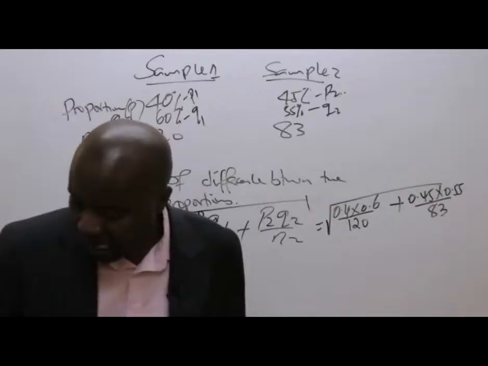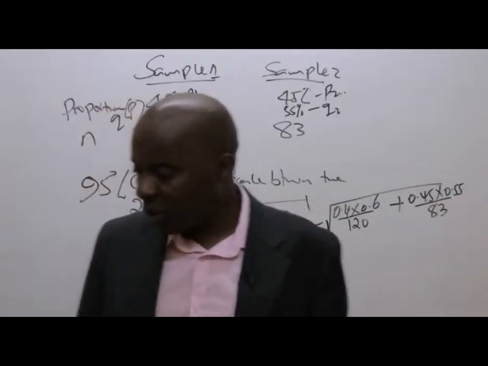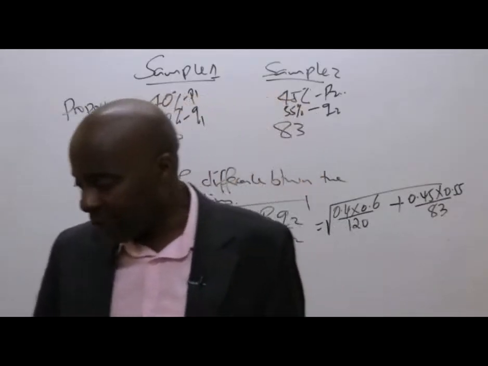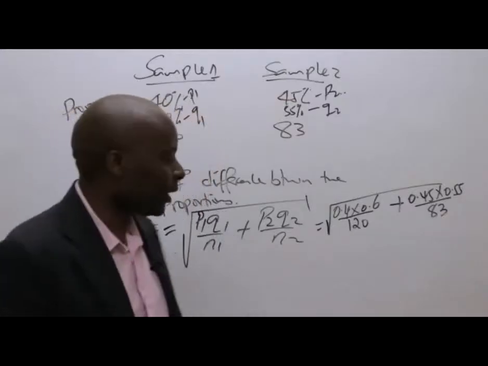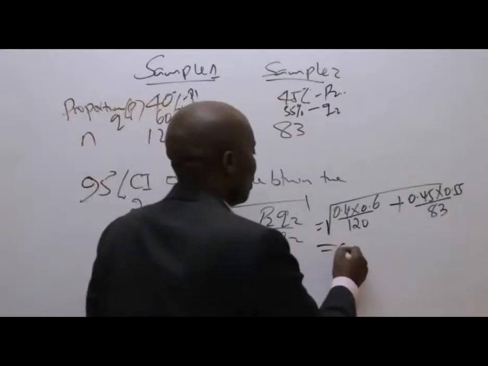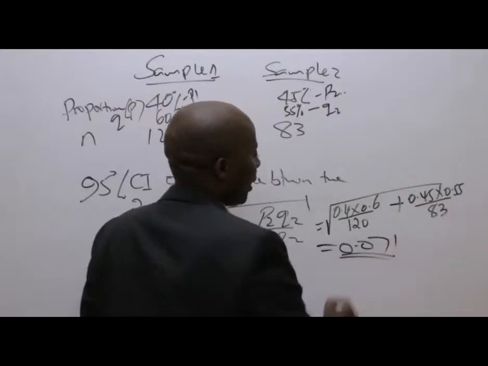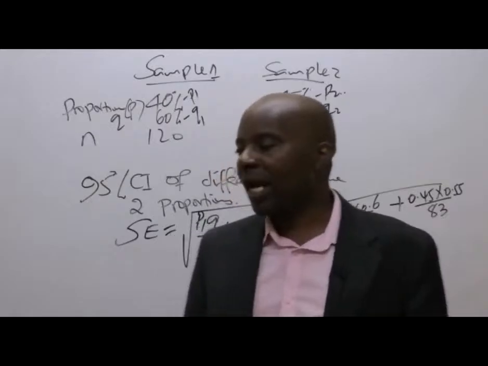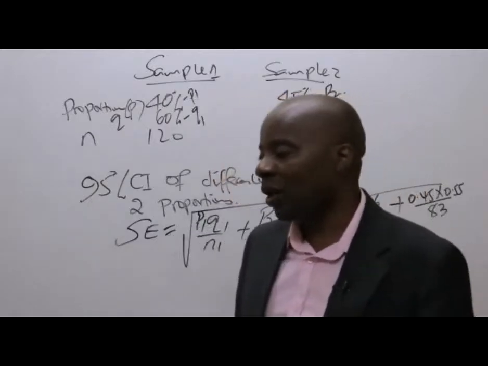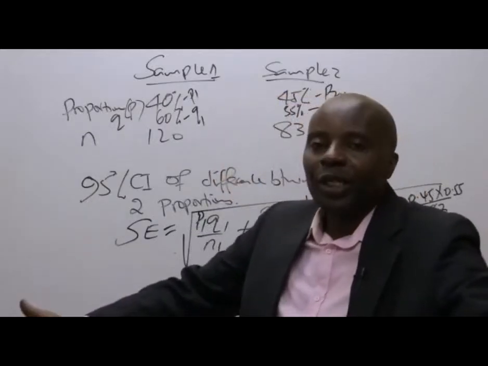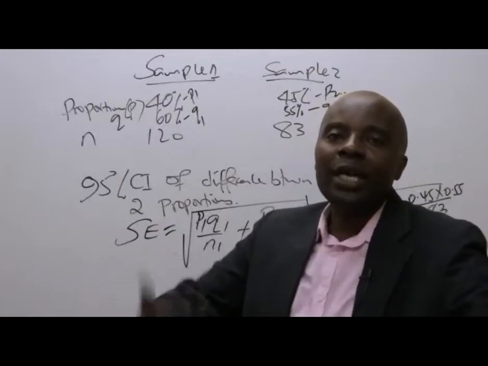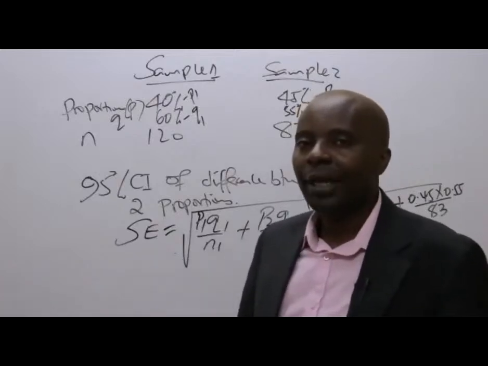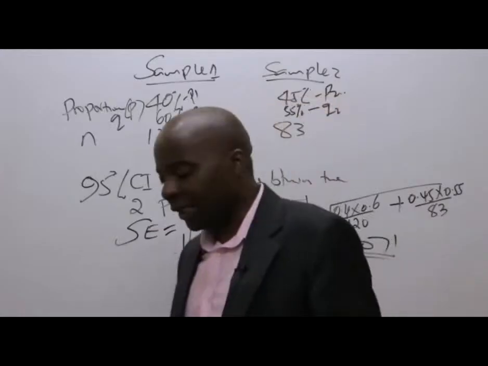Somebody is giving me a figure of 0.71 or 0.071. Kiprotich, just check that figure. It's supposed to be 0.071. That is my standard error. And once I have the standard error, the next thing will be about the entry and the Z-score. So how do I get the entry?